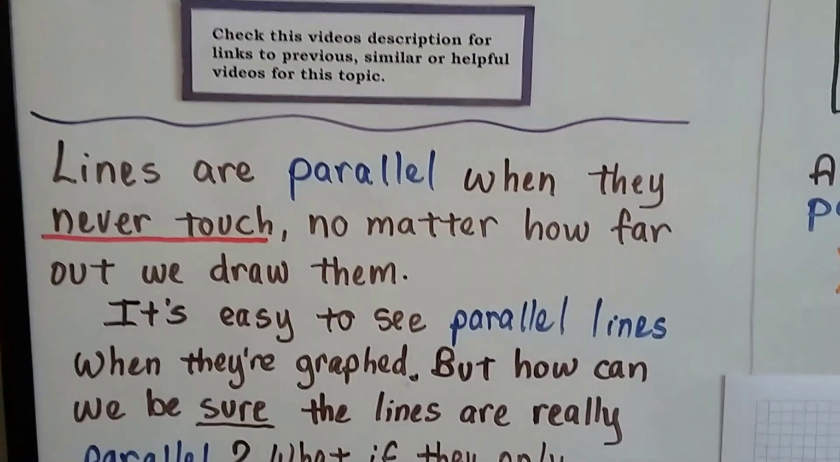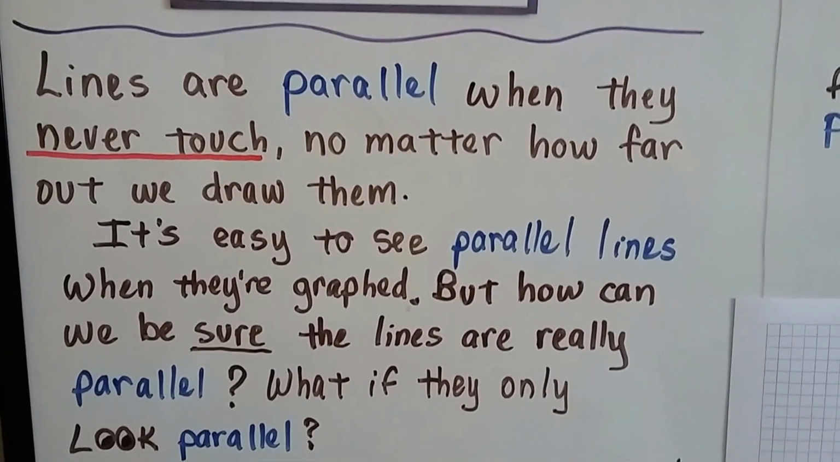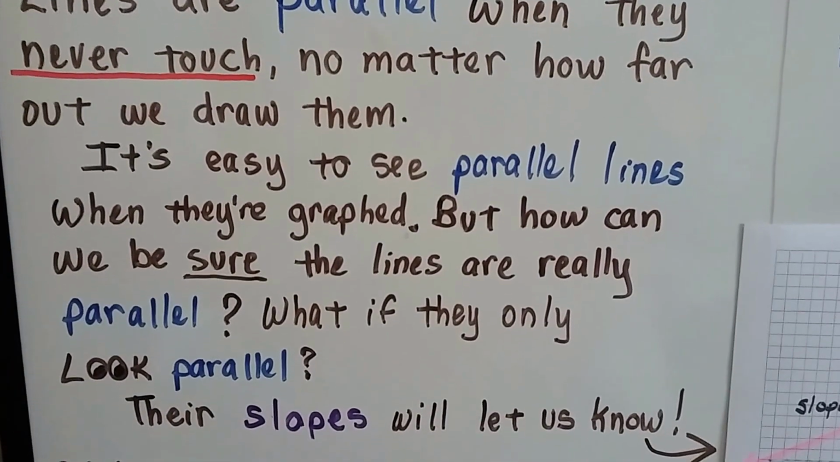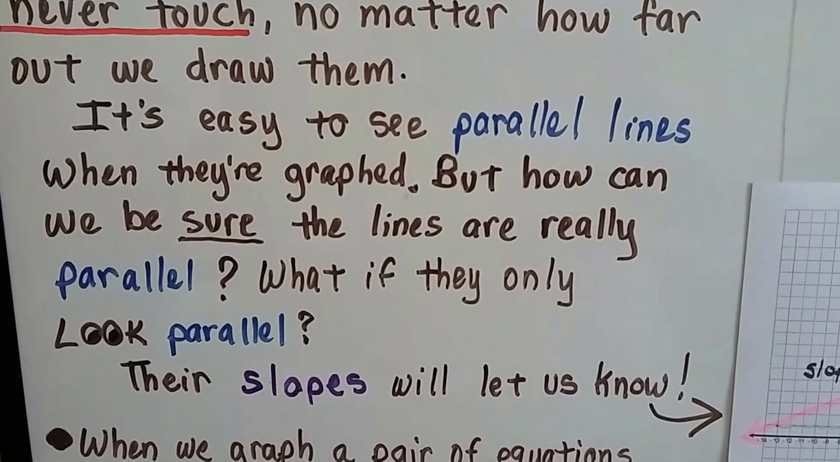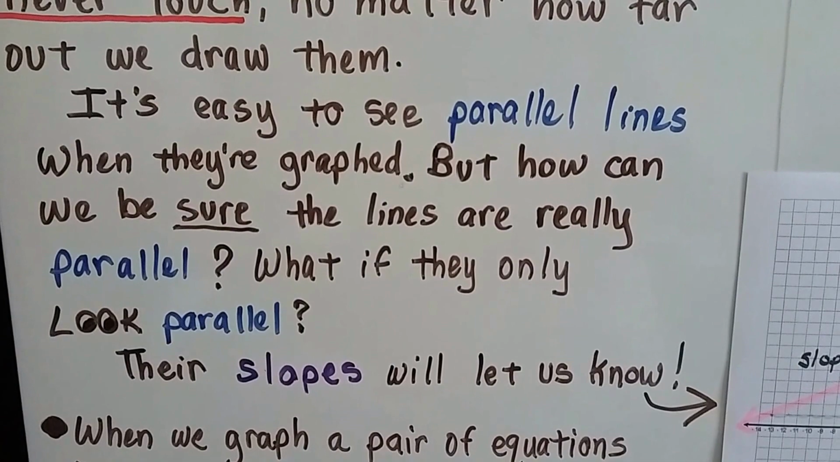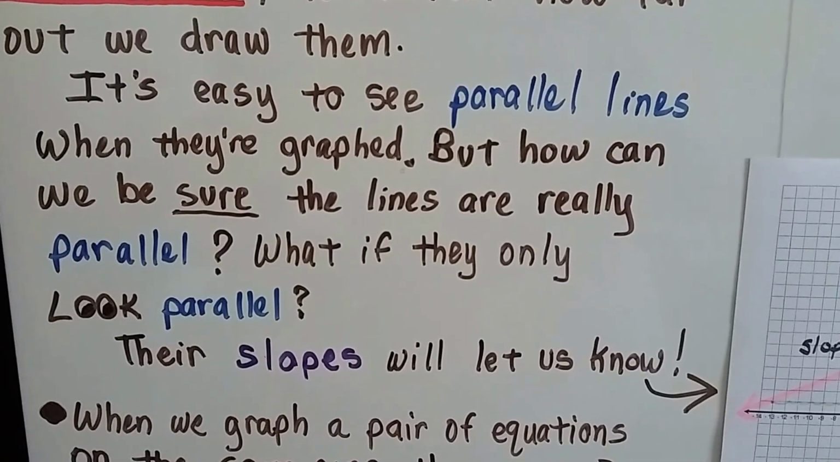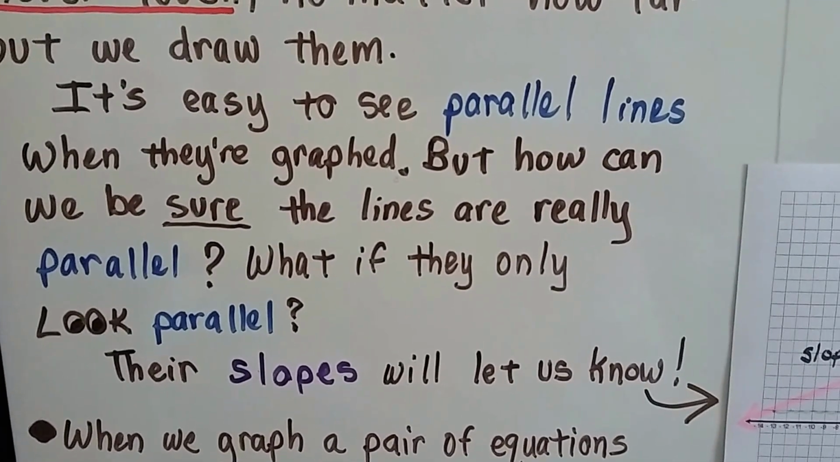Lines are parallel when they never touch, no matter how far out we draw them. It's easy to see parallel lines when they're graphed, but how can we be sure the lines are really parallel? What if they only look parallel? Well, their slopes are going to let us know.